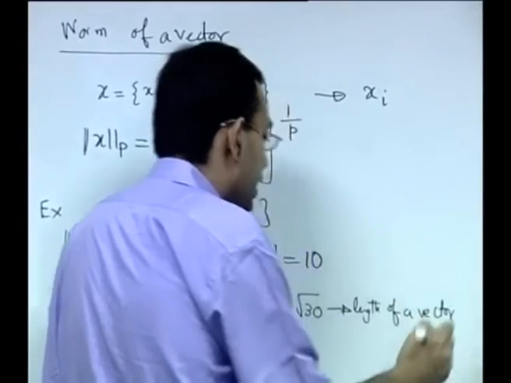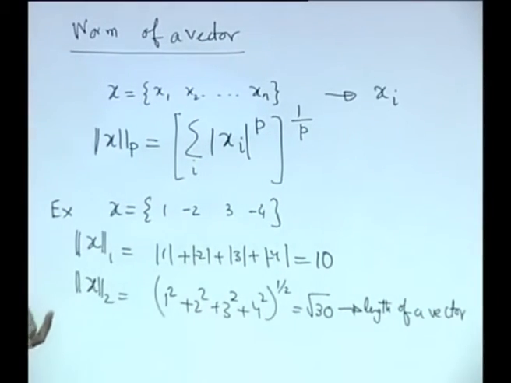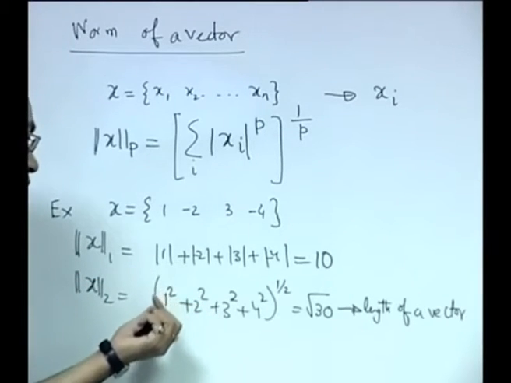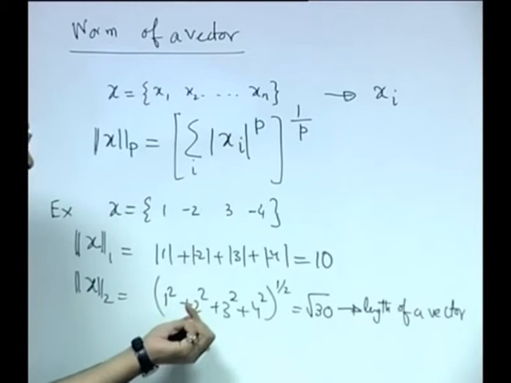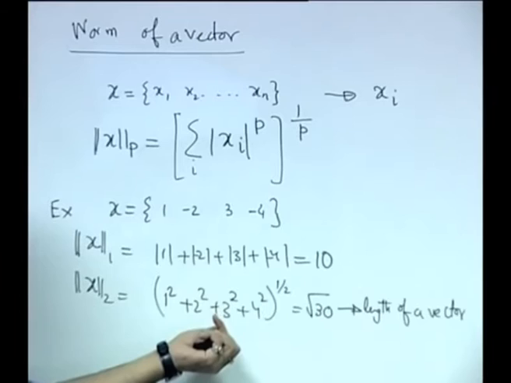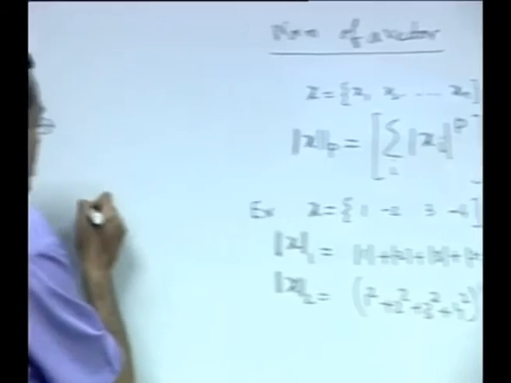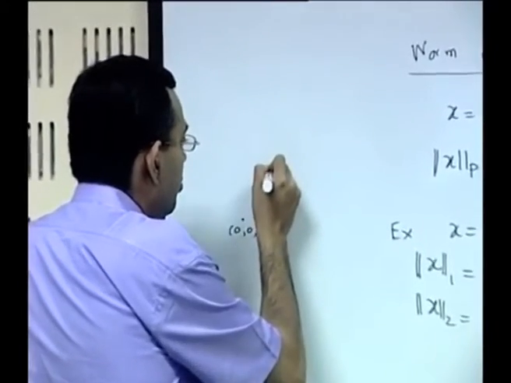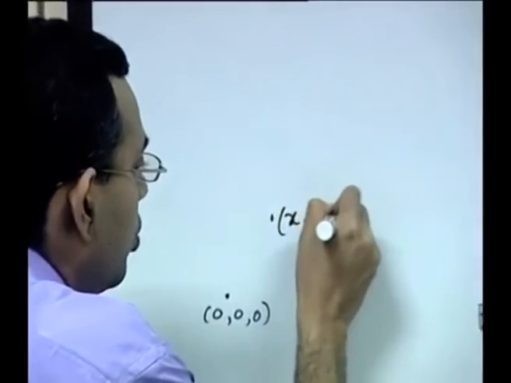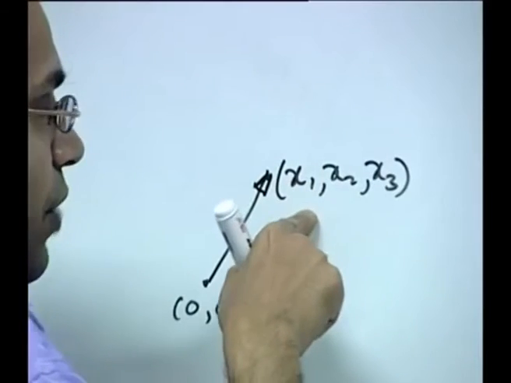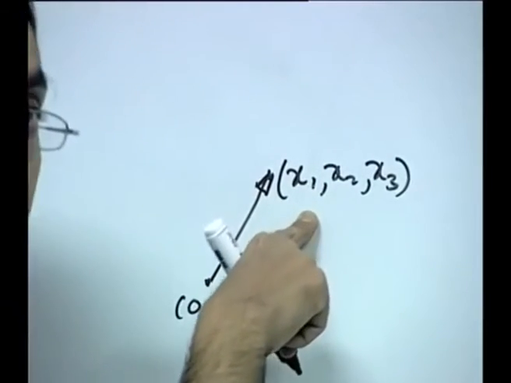You can see that physically in a 3 dimensional space, if the vector had only 3 entries, then square root of x1 square plus x2 square plus x3 square would have represented the length of the vector. So, for example, if you had origin 0 0 0 and a point with coordinates x1 x2 x3, then the length of this vector is given by square root of x1 square plus x2 square plus x3 square.